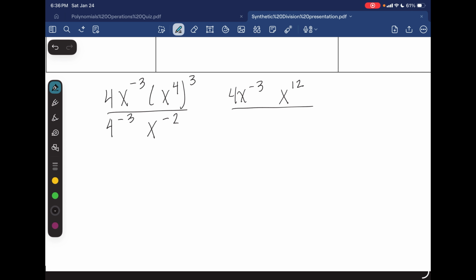And then just rewrite everything down. From there, now you can easily see that these are the same x, right? So that means you're multiplying an x times an x, which means you add your exponents up here. So that gives you 4x. Keep that 4 up there. Negative 3 plus 12 is 9. And then just rewrite these at the bottom.